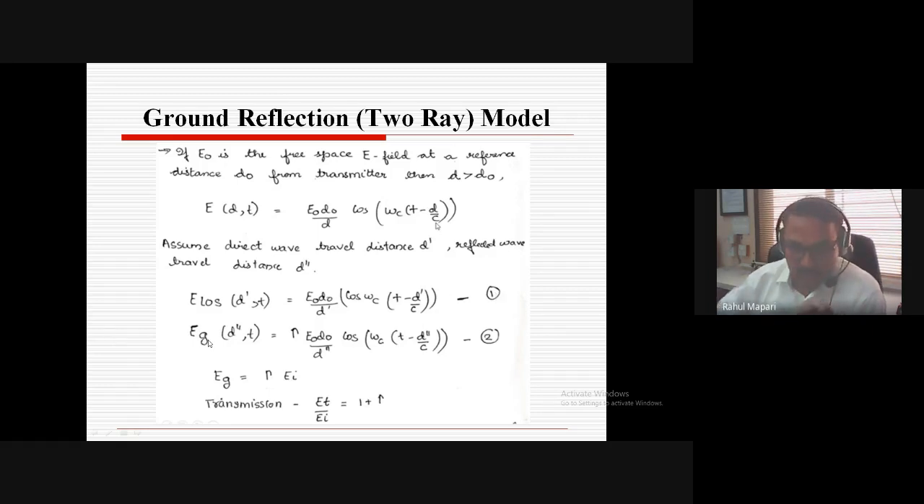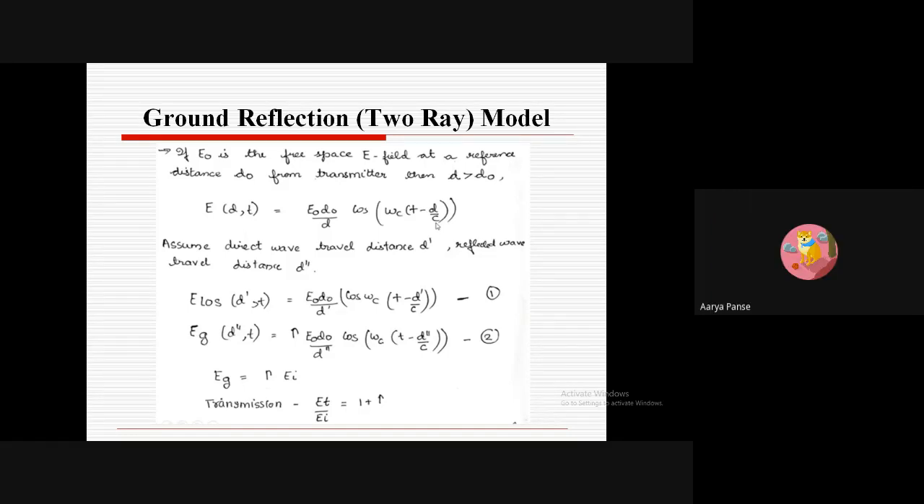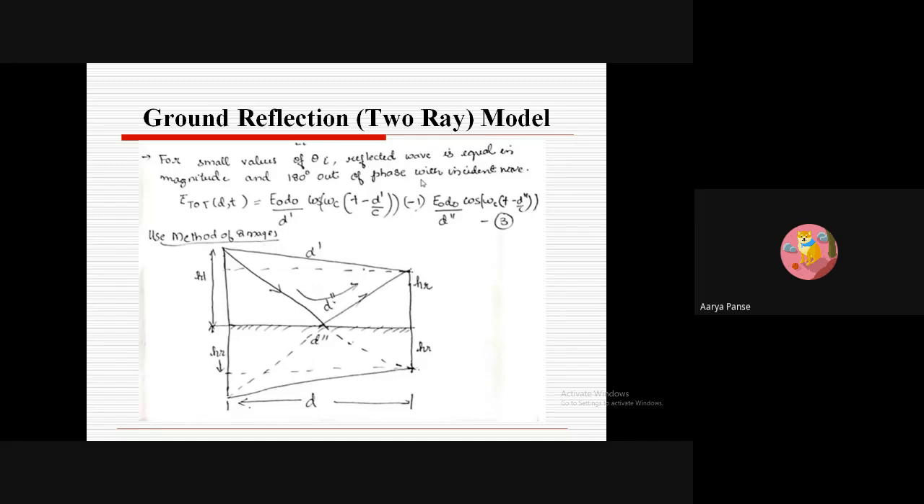Now for the reflected signal, we denote it as E(D double dash, t) is equal to tau, which is called the reflection factor, times E0 D0 upon D double dash, instead of D only, cos of (omega C T minus D double dash upon C). So this is the electric field for the reflected signal and the electric field for the line of sight signal. Okay, yes or no? Got it? Yes, sir. Okay, next one.